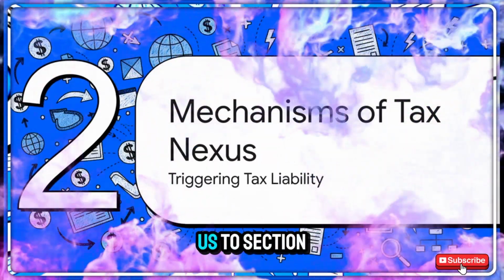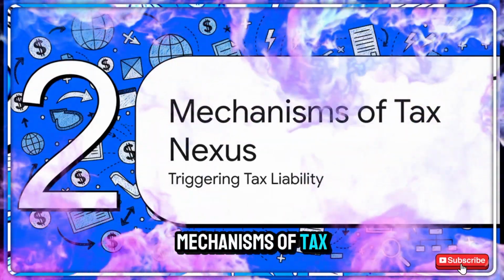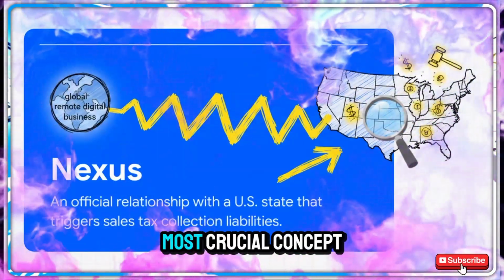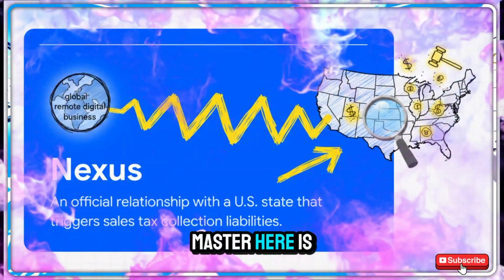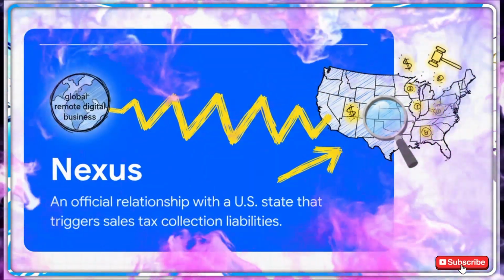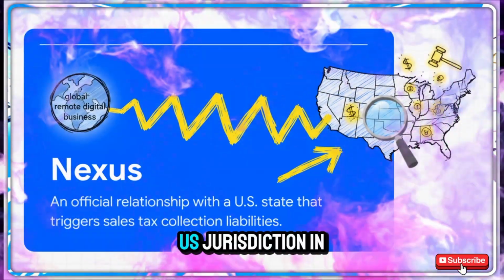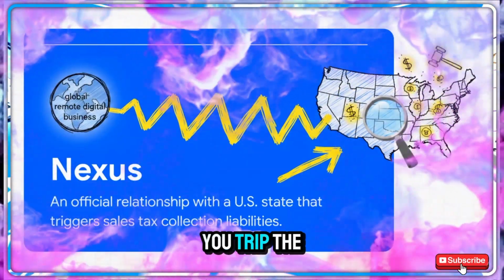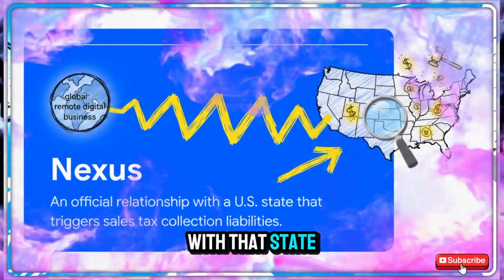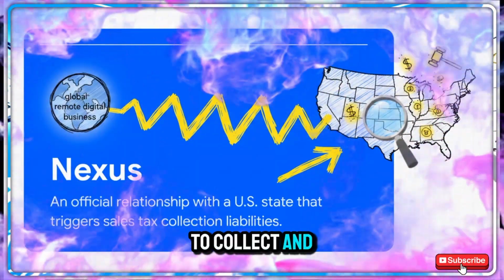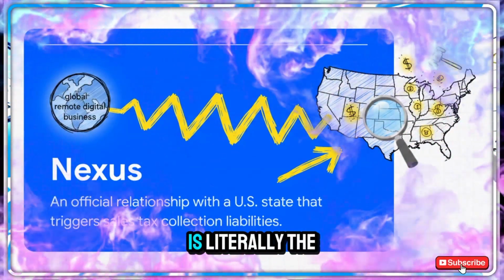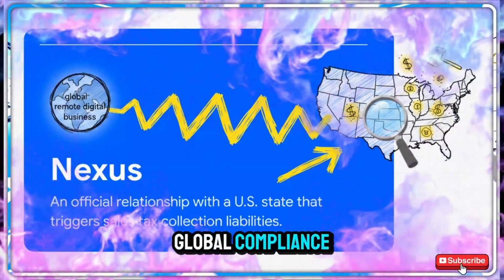Which naturally brings us to Section 2, Mechanisms of Tax Nexus. What actually triggers the liability? The absolute most crucial concept you have to master here is Nexus. Think of Nexus as an invisible tripwire. The second your remote business connects with a local US jurisdiction in a specific way, you trip the wire. Bam! You now have an official, legally binding relationship with that state, and you are on the hook to collect and remit their sales taxes. Knowing exactly where these tripwires are hidden is literally the bedrock of your global compliance.